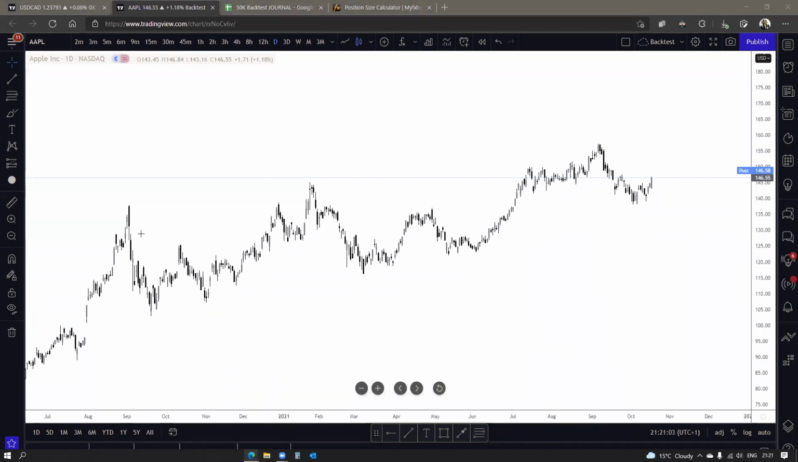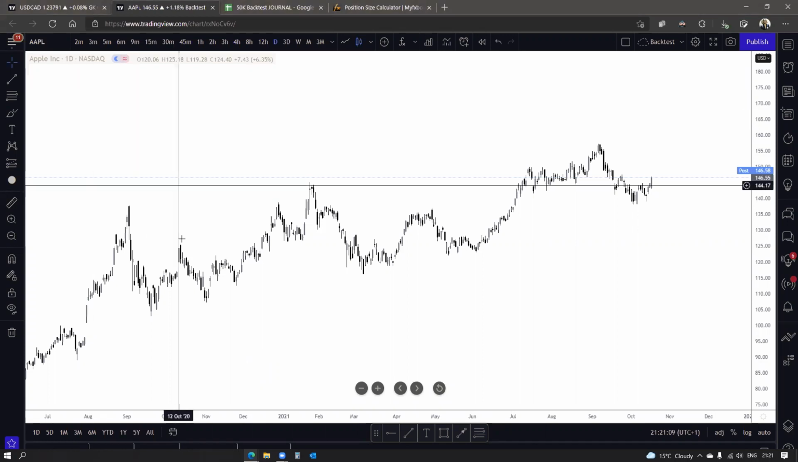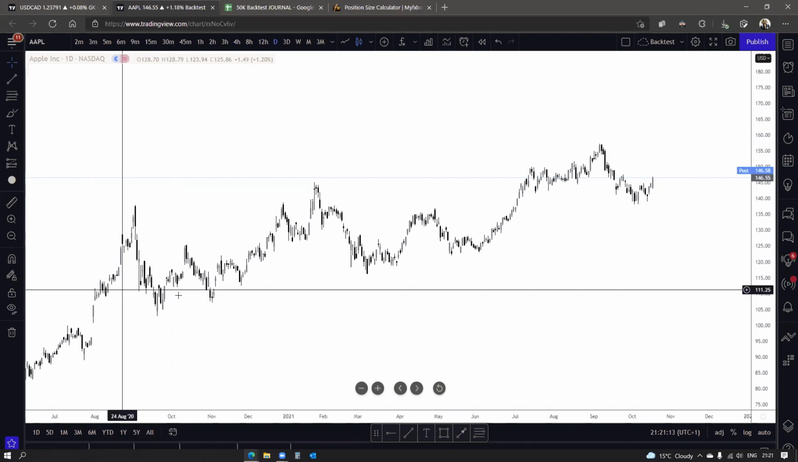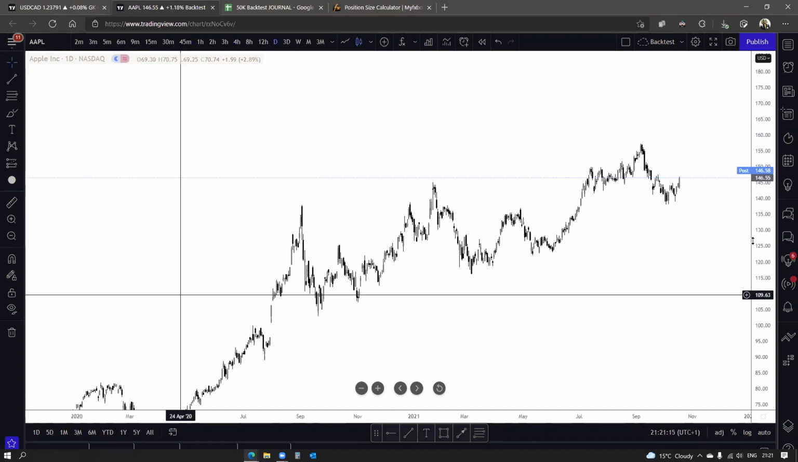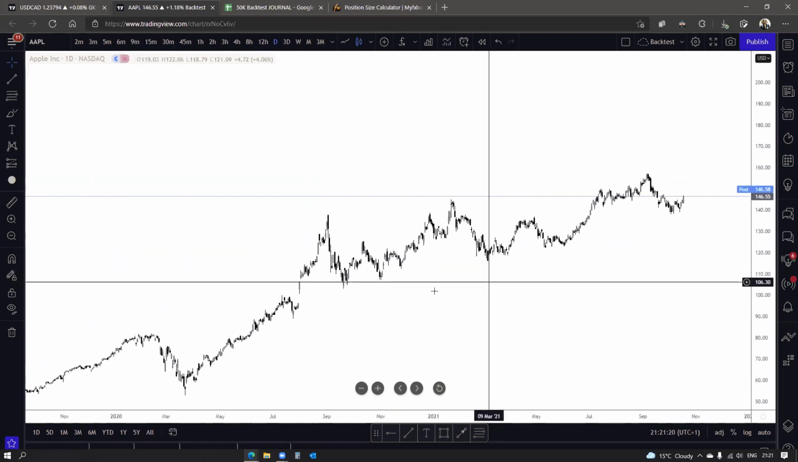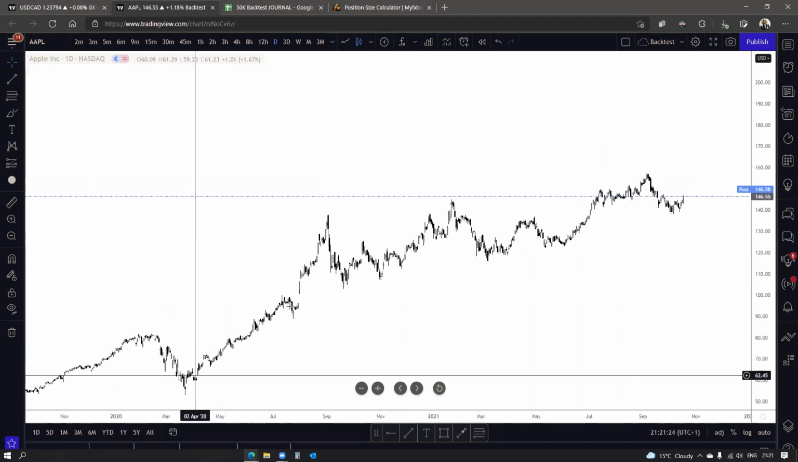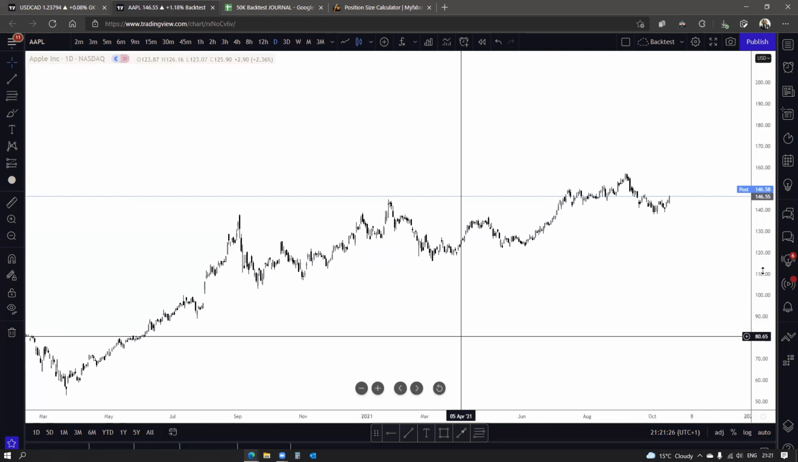Right. What we're gonna do is we're gonna backtest Apple, and we're just gonna look at some of the opportunities that price has given us throughout the years, well, or the days really. Let's just say we start. So that was obviously the COVID drop earlier. Cool. Let's start over here.